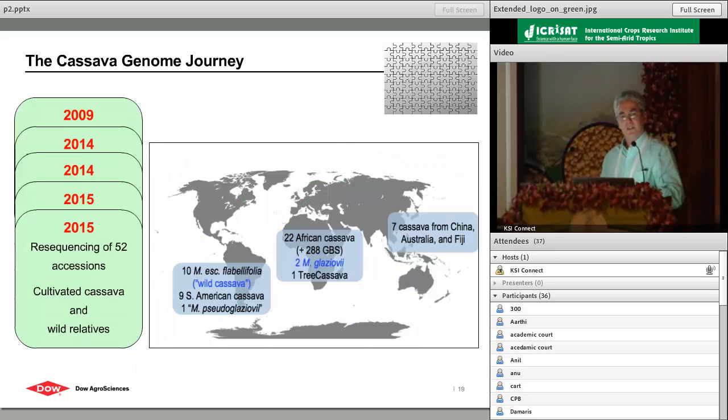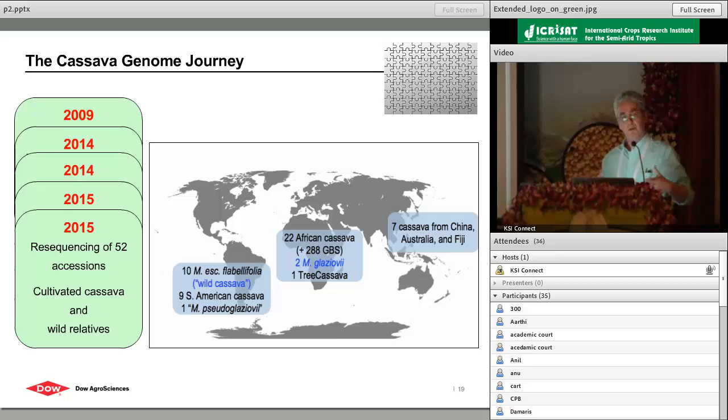The very last data set I want to introduce is the resequencing of 50 plus accessions. And these were distributed between the cassavas, the wild cassavas, and the glaziovii. And you see here we've got African and South American cassavas, we've got flabellifolias in South America, and we have some Asian cassavas as well.